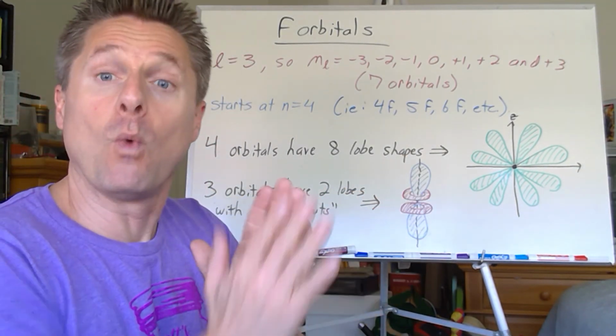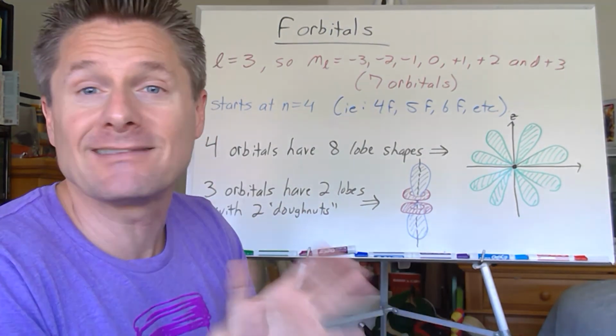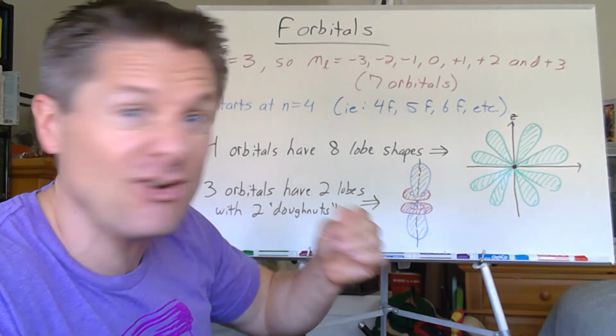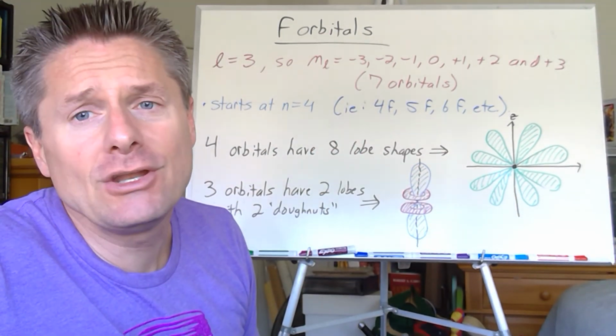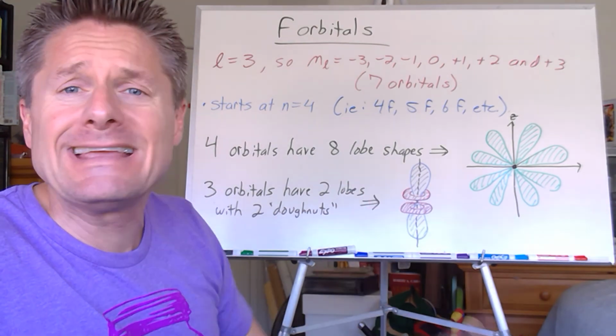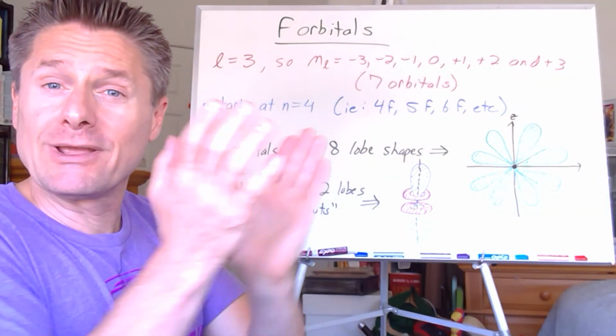So 3 of them, and obviously one's along the z-axis, one's along the x-axis, and one's along the y-axis with these double donuts. Crazy stuff. So 4 like that, 3 like that. You're good to go, my friends. You've got the s, p, d, and f orbitals. That's all we're going to need.